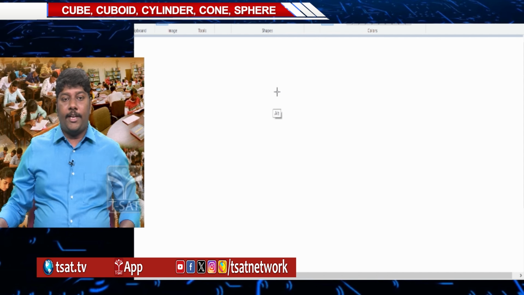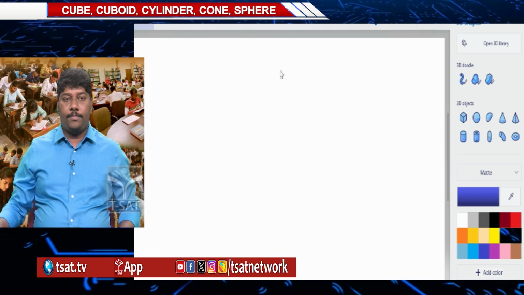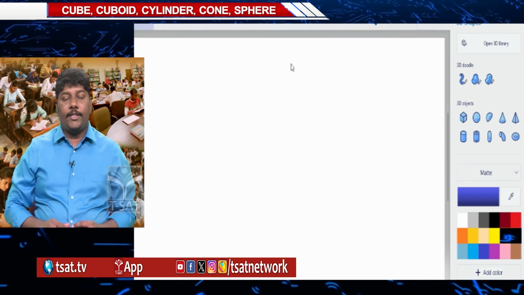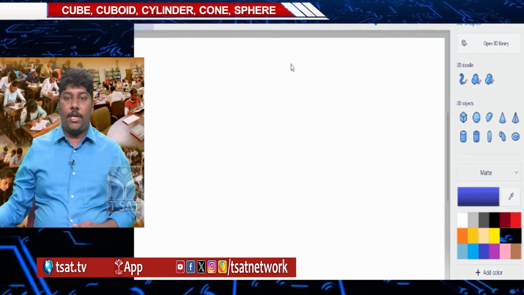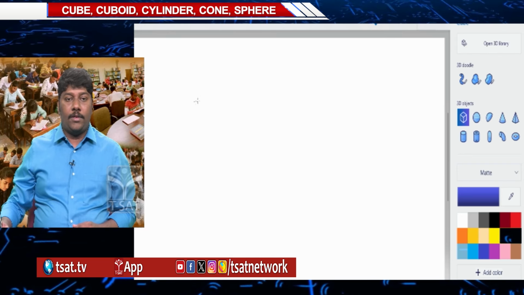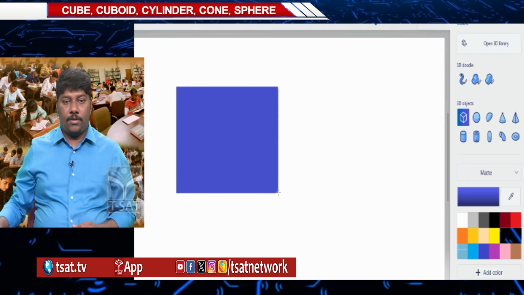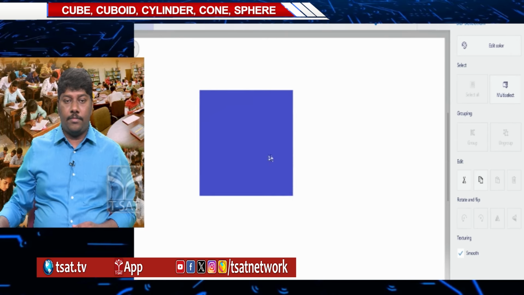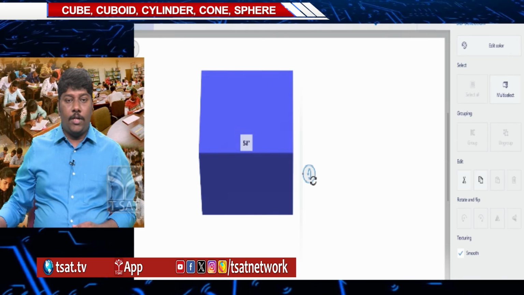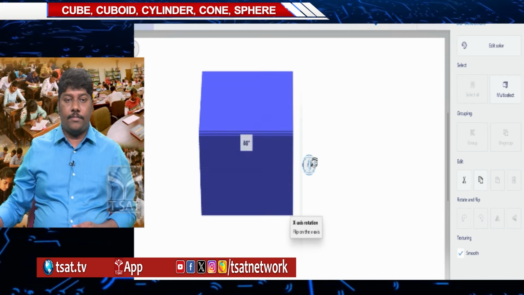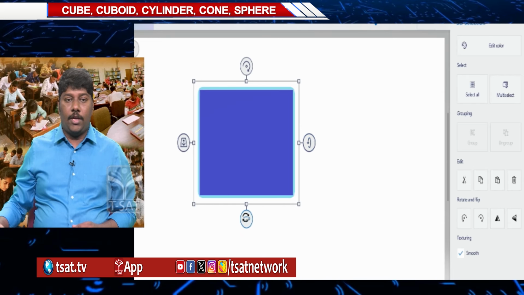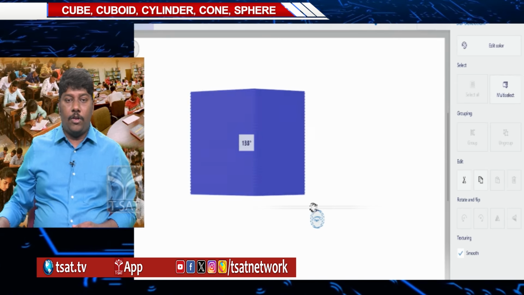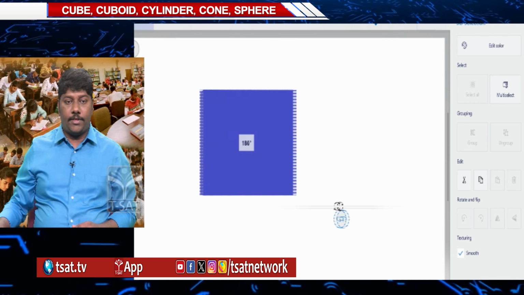Now, let us look at the 3-dimensional figure of a cube. Just look at the 3-dimensional figure of the cube. See how a cube looks like in 3D. So, you can imagine here all surfaces are square surfaces. Here also all of them are simply square surfaces.